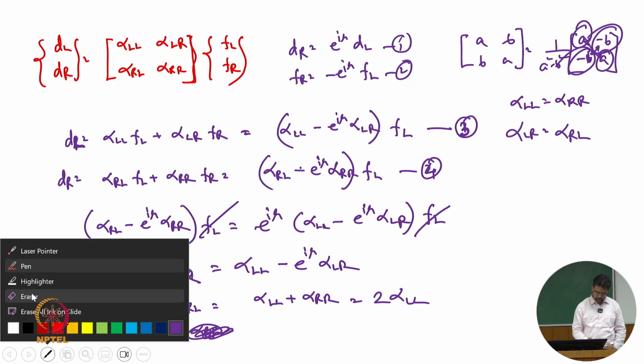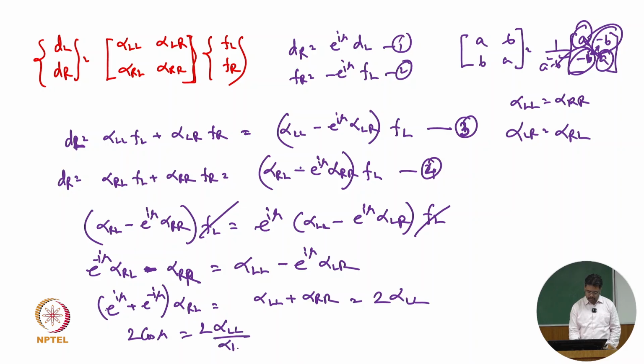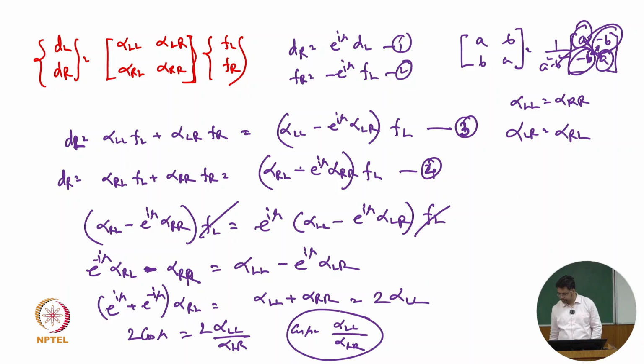Now if I try to think what is coming here, can I say that it is becoming cos mu? 2 cos mu equal to 2 into alpha LL divided by alpha LR. So cos mu will be equal to alpha LL divided by alpha LR. That we can get. Okay. So this cos mu equal to alpha LL and alpha LR once we are getting. Now what is alpha LL, what is alpha LR?